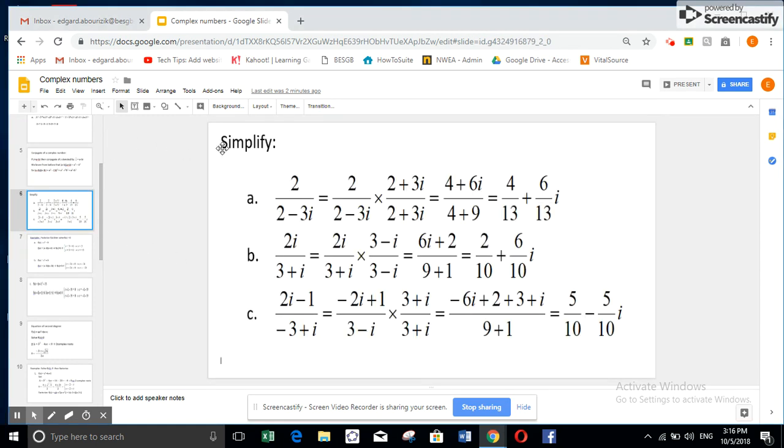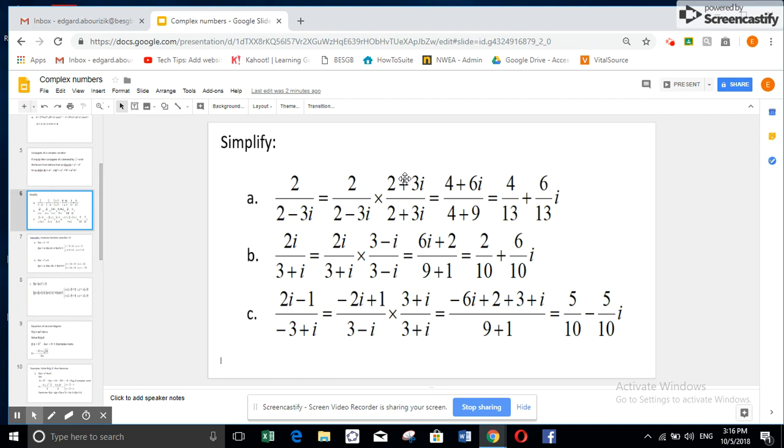Suppose you want to divide complex by complex. I have 2 over 2 − 3i. Everything is complex. Even 2 is called complex; it's written as 2 + 0i. So what do we do? To find the complex number that I have here, I must get rid of the complex in the denominator. So I multiply the denominator by the conjugate, because this is the only way to get rid of the complex. If I have 2 − 3i, I multiply by the conjugate 2 + 3i.